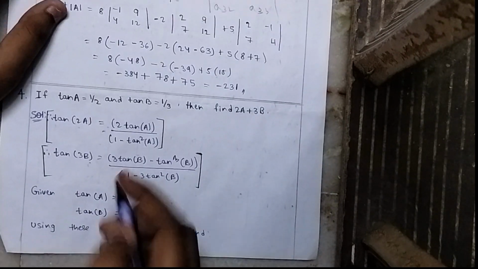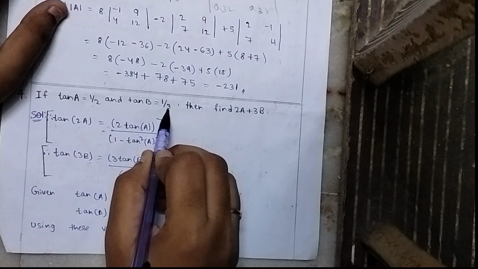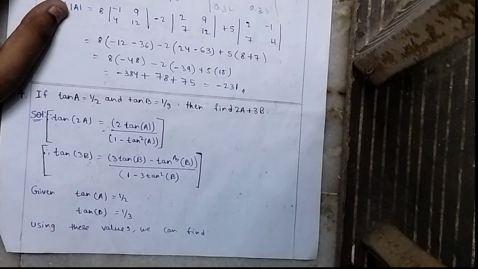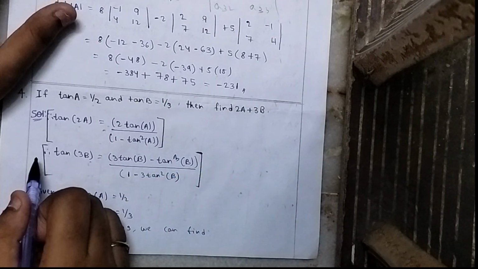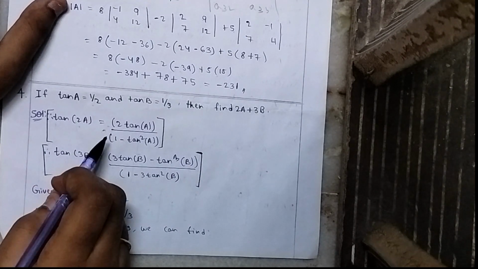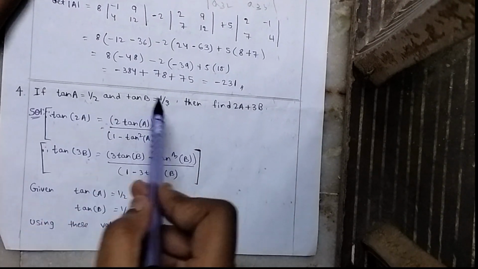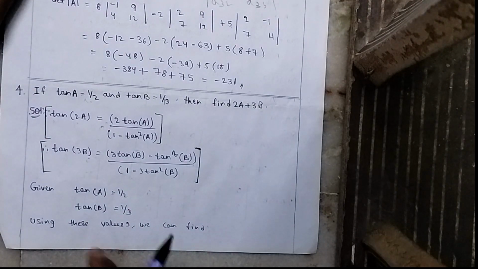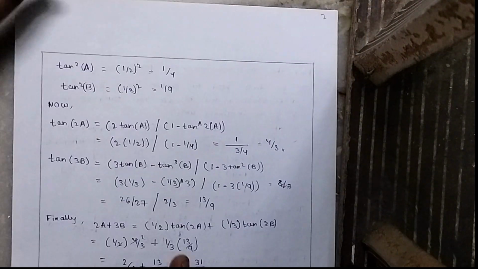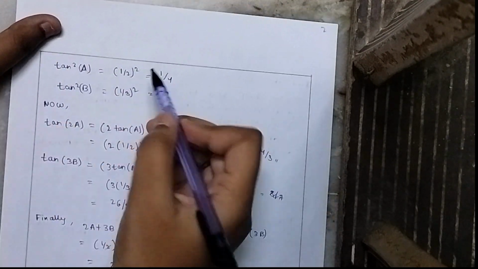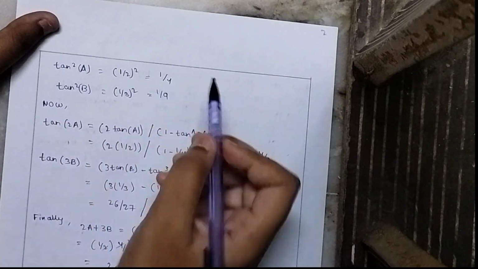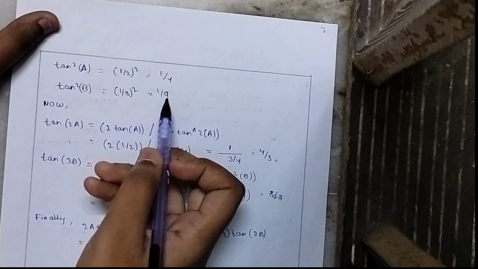Next one. If tan A equals 1 by 2 and tan B equals 1 by 3, find 2A plus 3B. We know the formula that tan 2A equals 2 tan A by 1 minus tan square A, and tan 3B equals 3 tan B minus tan cube B by 1 minus 3 tan square B. So they are given that tan A equals 1 by 2 and tan B equals 1 by 3. So now taking the values, tan square A as (1 by 2) whole square, that equals 1 by 4, and tan square B as (1 by 3) square, that means 1 by 9.